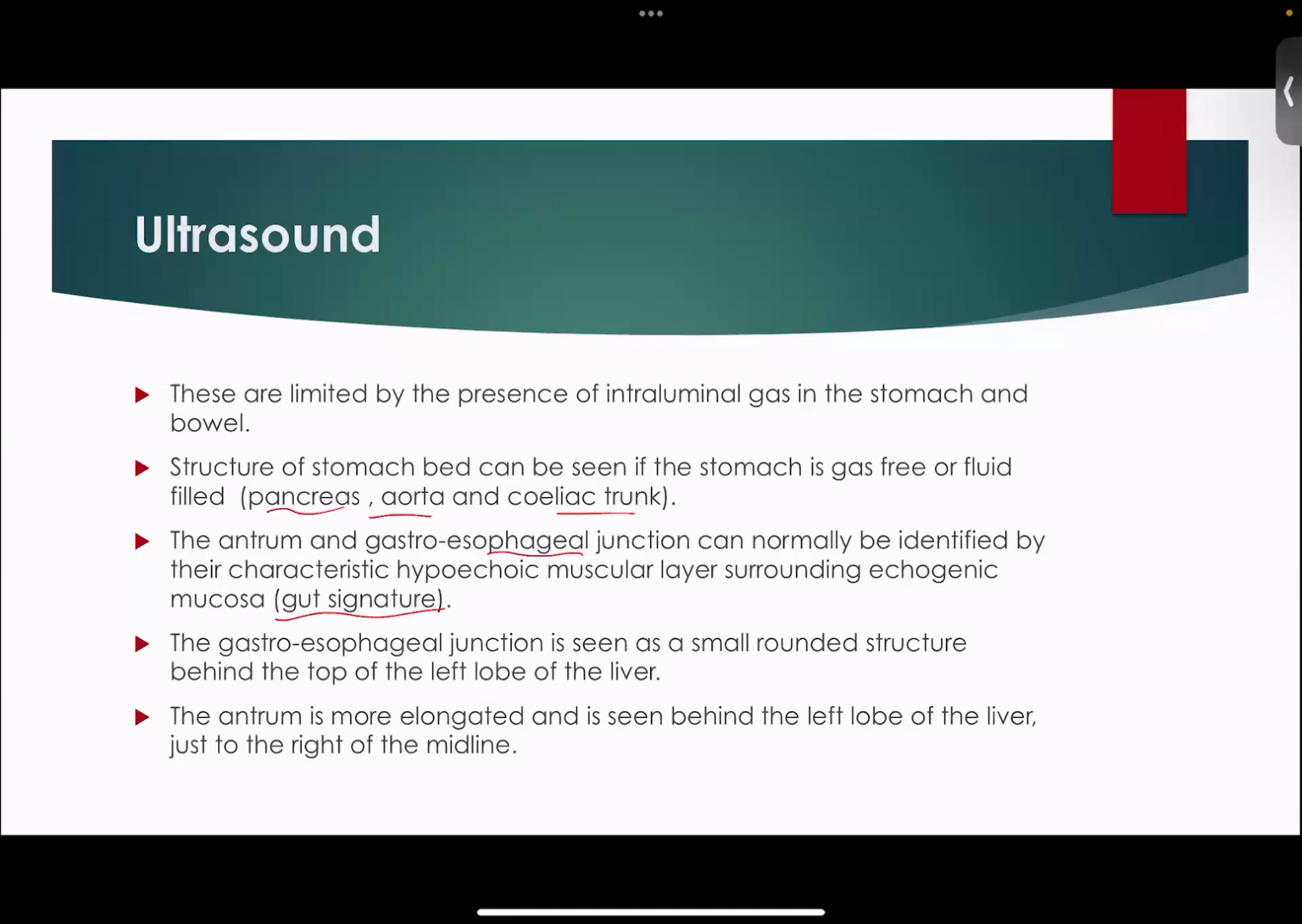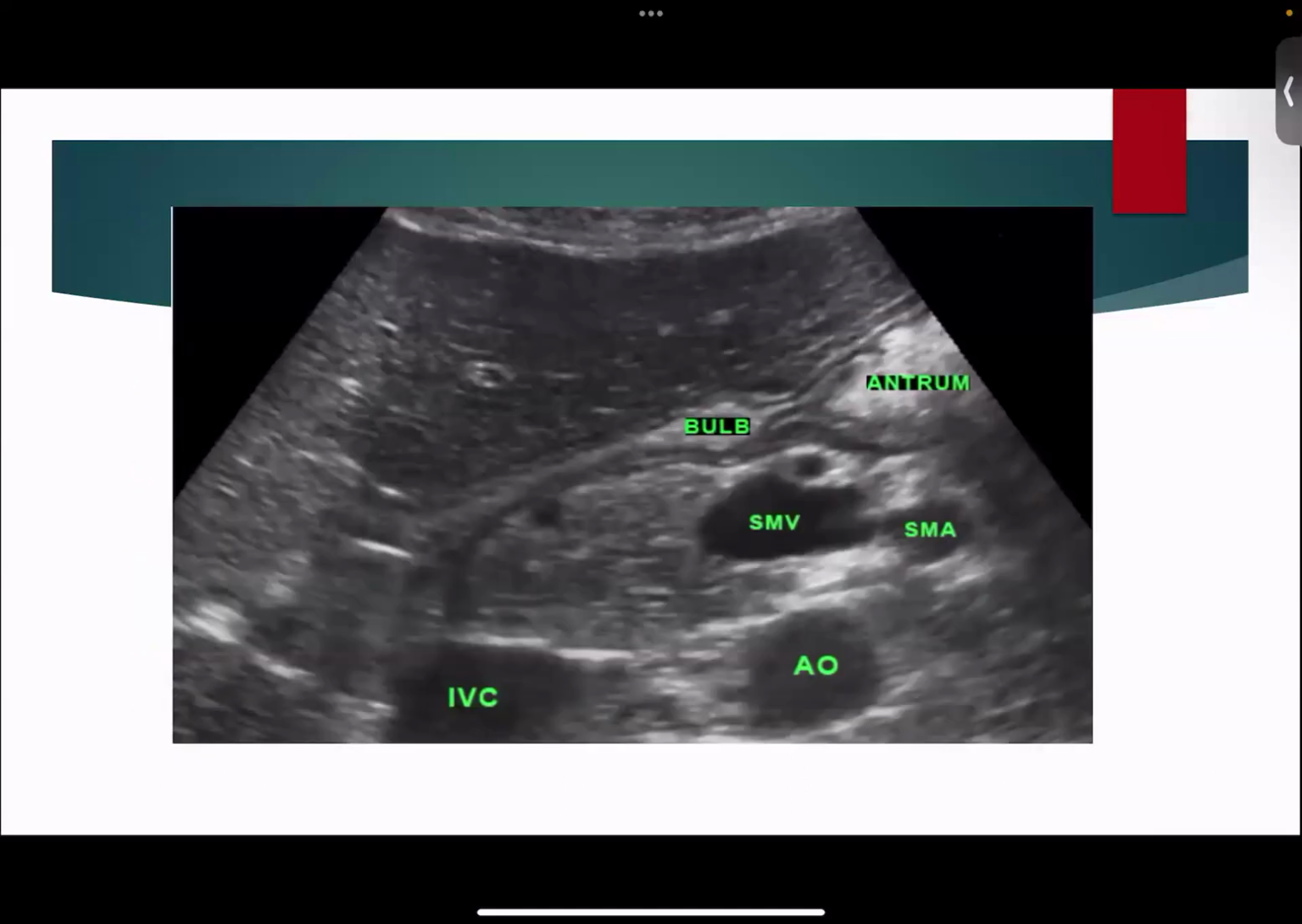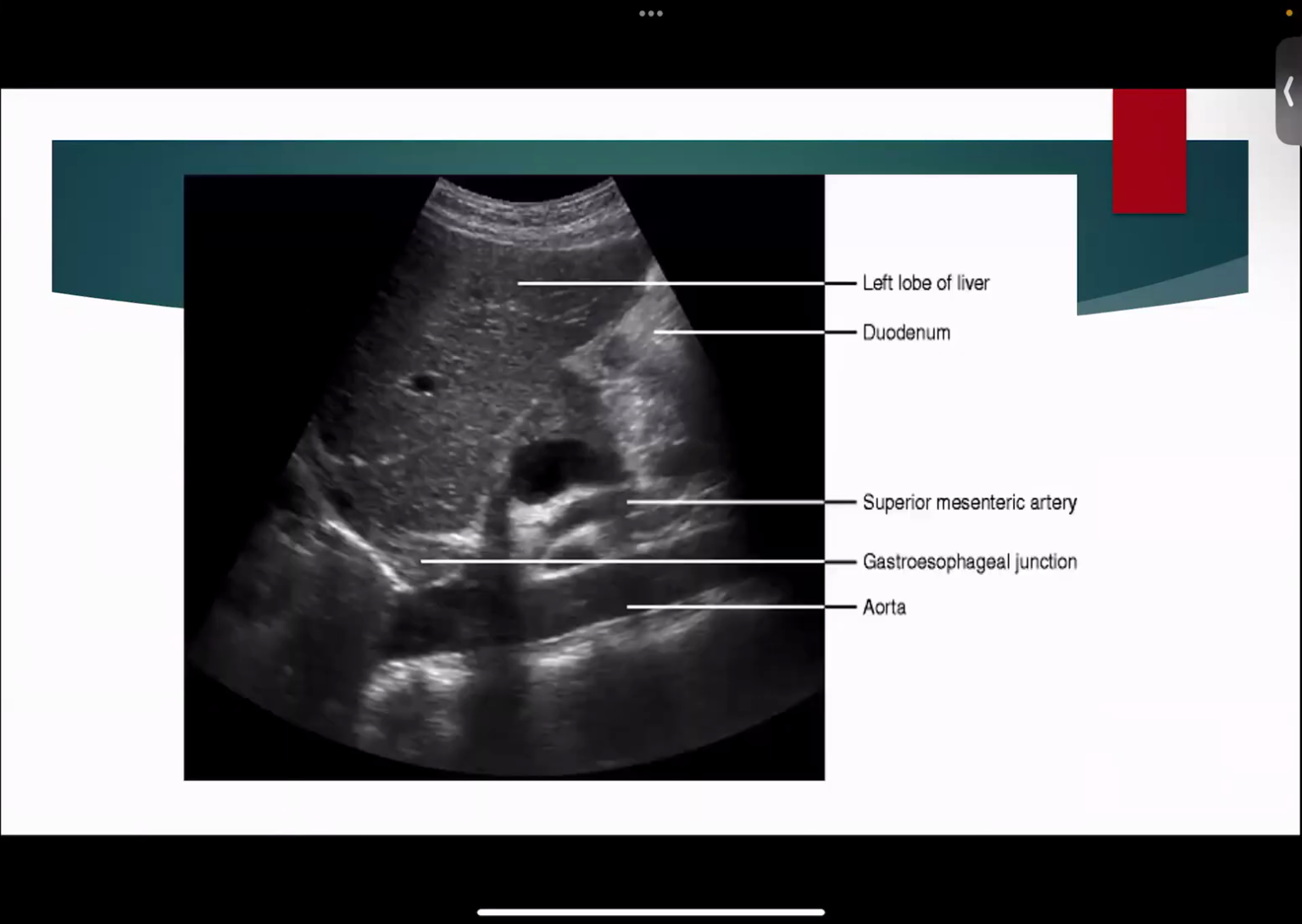The gastroesophageal junction is seen as a small rounded structure behind the top of the left lobe of the liver, while the antrum is more elongated and is seen behind the left lobe of the liver, just to the right of midline. This is an ultrasound of the epigastric region showing the antrum and the pyloric canal. This is the pylorus of the duodenum showing the layers of the antrum: echogenic, then hypoechoic, then echogenic. This is another image of the epigastric region showing the round gastroesophageal junction behind the left lobe of the liver.